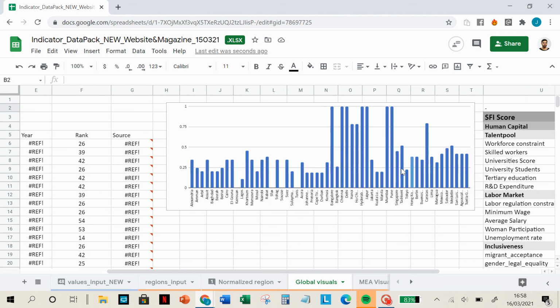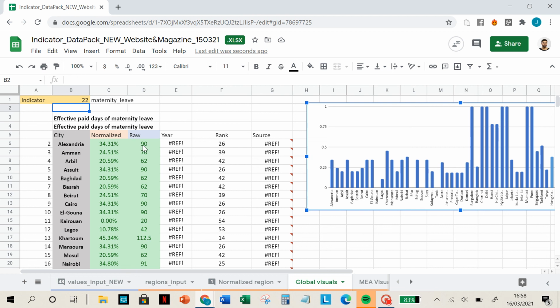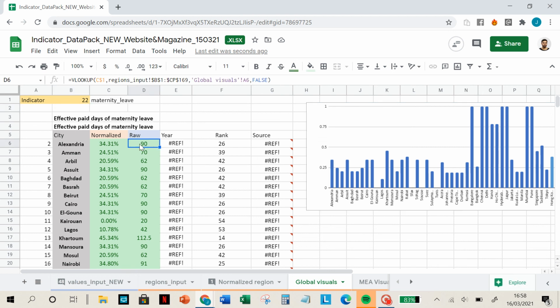You can see here the graph, the adjusted graph of the scores in maternity leave. You have the raw. So this is actually the effective paid days of maternity leave. So 90 days, 70 days, 62 days. And the normalized is the scores. Basically, we call it normalized because it is the formula to normalize, but it is the score. You don't have the year or the source because this is backup information that is not available in this lighter version, but you have the rank.